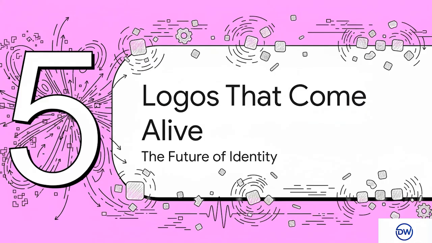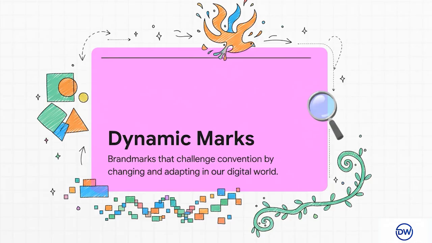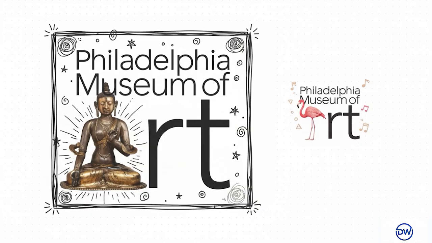Logos are now breaking free, they're evolving, and they're literally coming to life. This is the real cutting edge. So, say hello to the dynamic mark. Instead of having just one fixed logo, this is an entire identity system. It has a core element that can actually change its appearance, its color, or its form depending on where you see it. It's a logo that's alive. And this is one of the most brilliant examples you'll ever see.